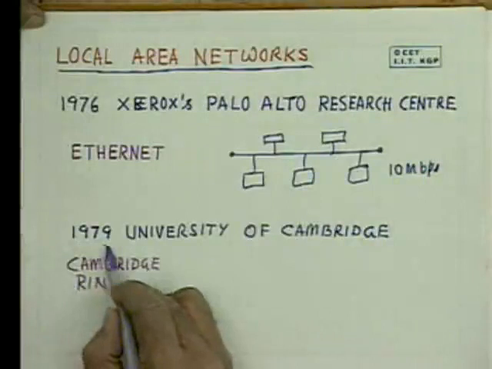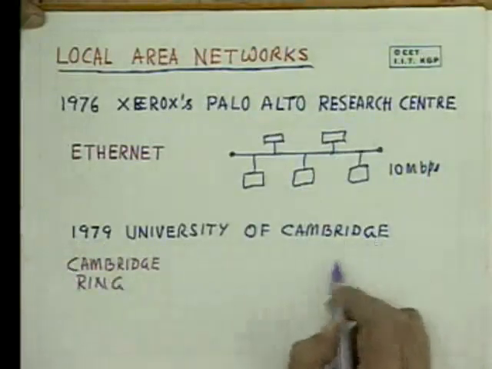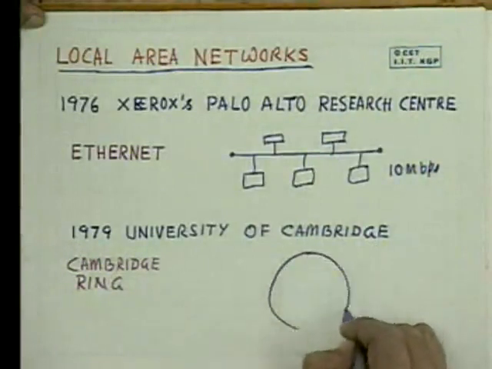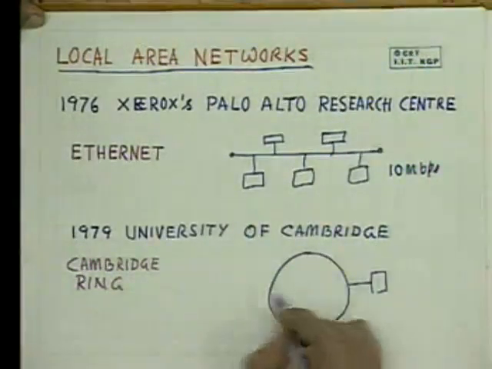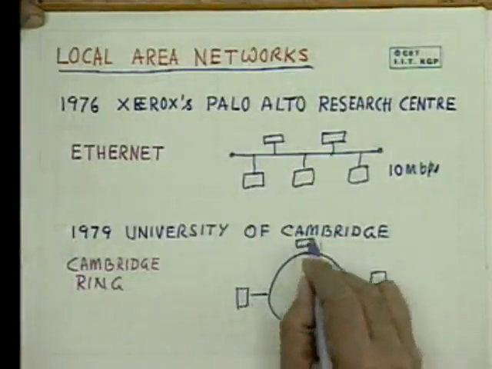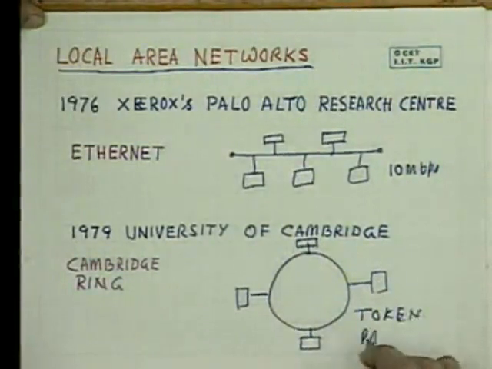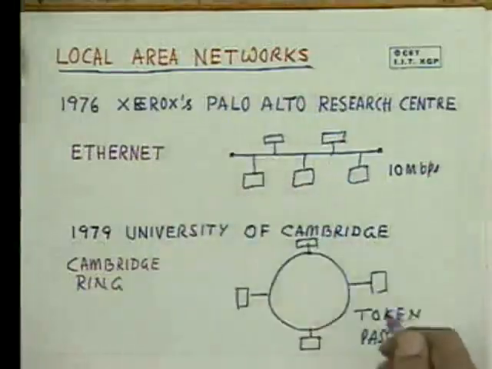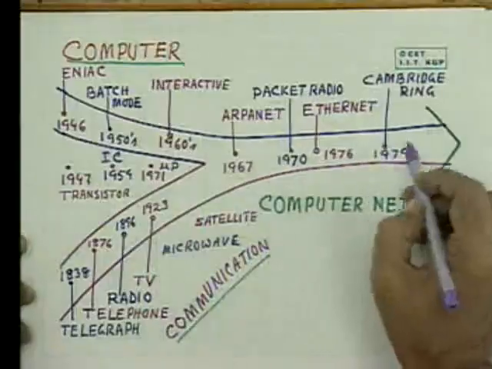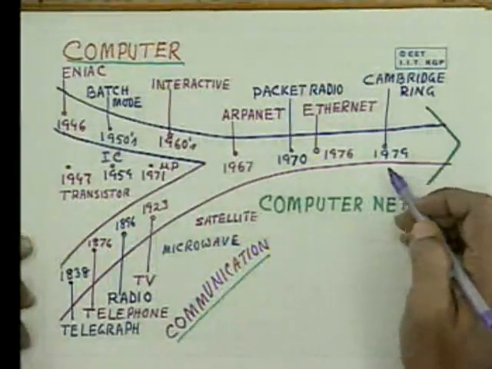And in 1979, the Cambridge ring was developed at the University of Cambridge, where the topology was a ring and a number of computers can be linked to this ring and a protocol called token passing was developed. Later on, we shall discuss in detail about these Ethernet and token ring technologies. Now, that was in the year of 1979. After that, two decades have passed, and in the last two decades, lots of new developments have taken place.